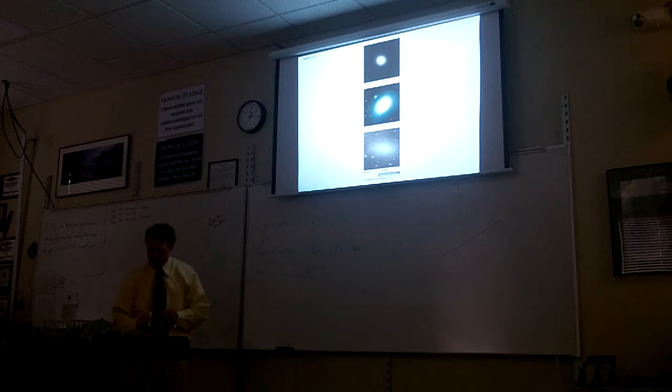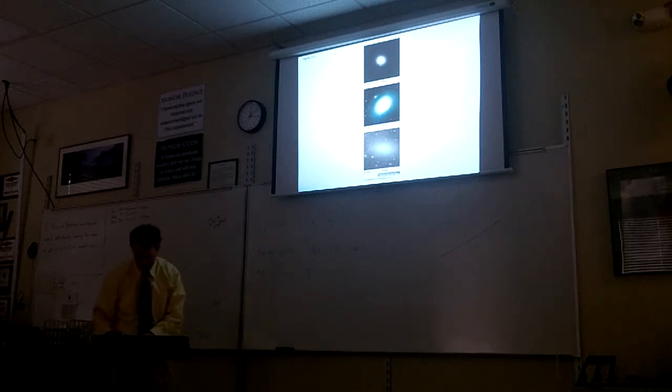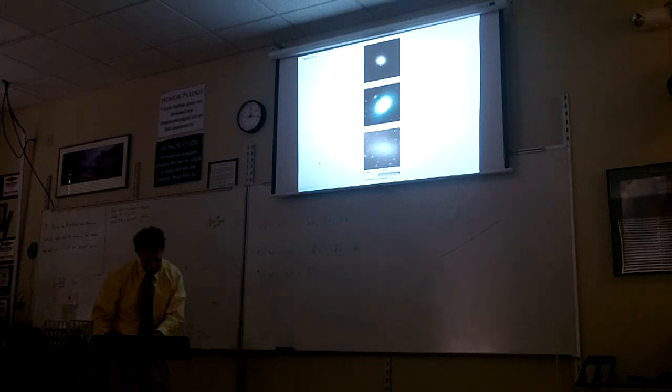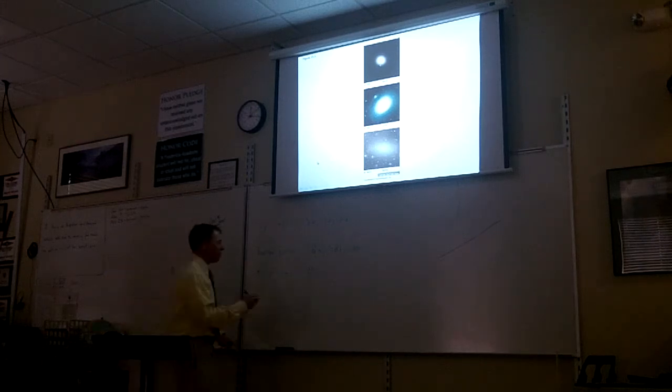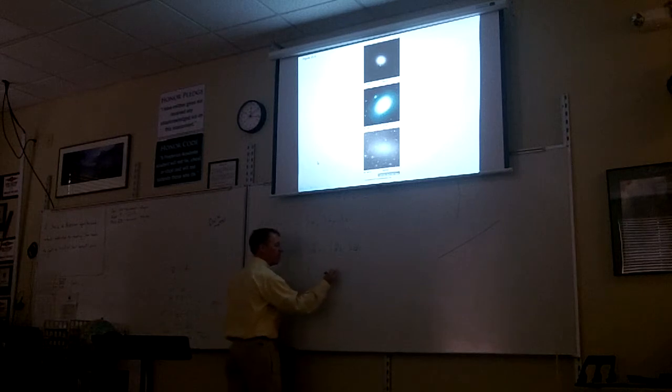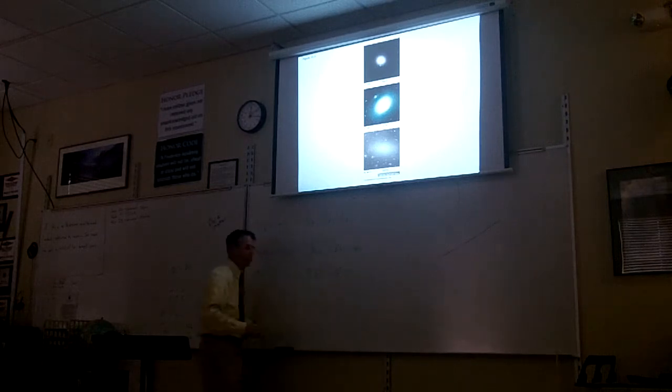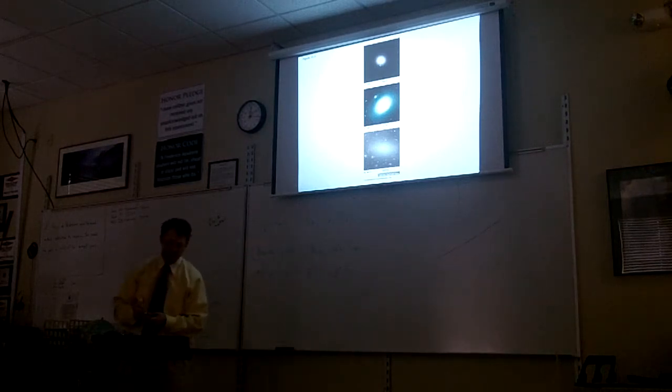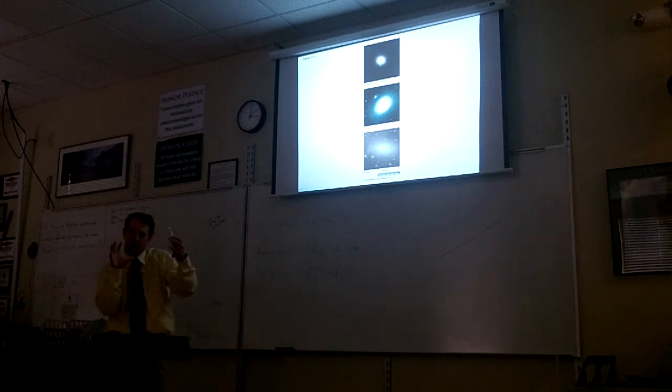And they go from E0 to E7. E0 all the way to E7. So there's E0, E1, E2, E3, E4, E5, E6, E7. E0 is the most circular of elliptical galaxies. And E7 are the most elliptical.